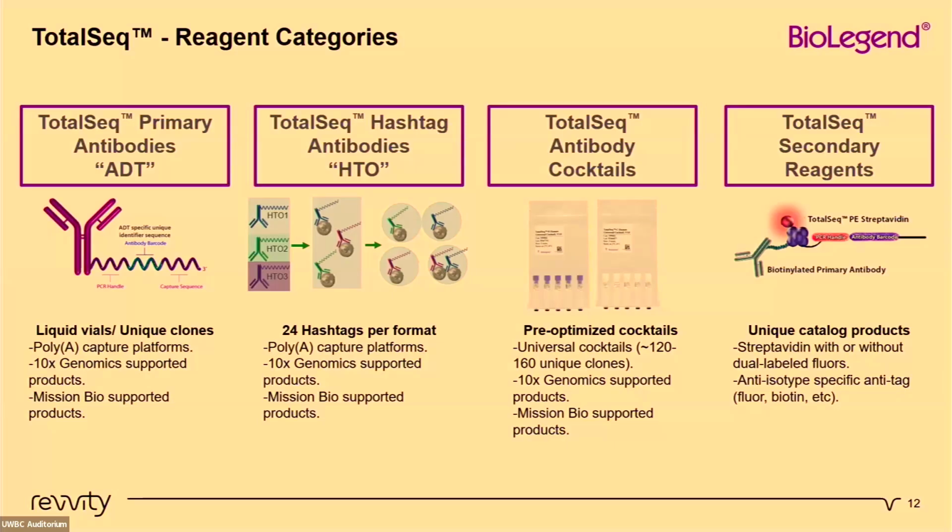And then we have some secondary reagents: streptavidins with or without dual labeled fluors, and anti-isotype specific and anti-tag specific antibodies, such as anti-PE or anti-biotin, so that if it really comes down to it and you can't get a conjugated version, maybe a secondary could be an option for you. So if your protein of interest has no antibody commercially available, you can biotinylate it and come in with a streptavidin oligo, or you can come in with a secondary to an isotype.